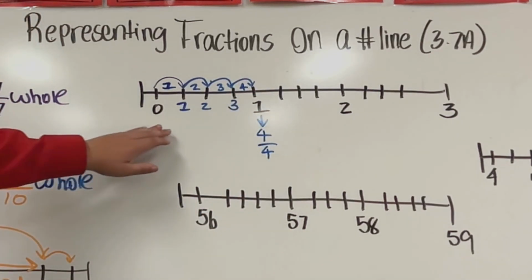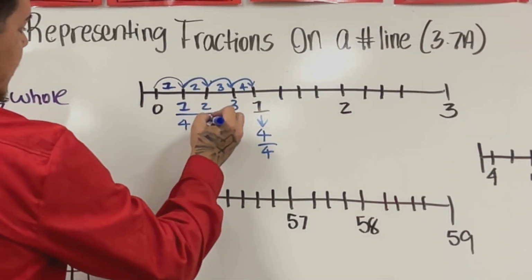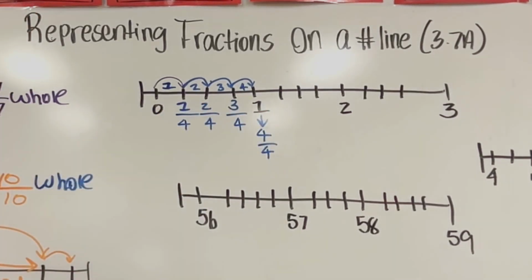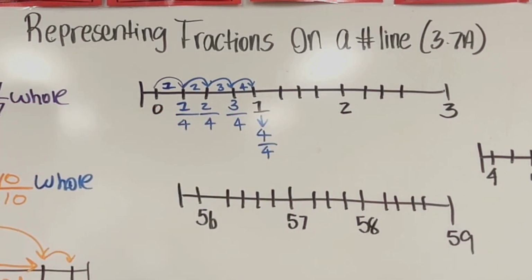So I can go ahead and label our denominators out of 4 parts: 1/4, 2/4, 3/4, and then we have 4/4. But what do I do now? I have a 1. Do I keep counting with the 4s or no? Well, let's take a look at that.